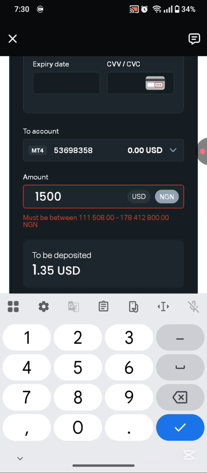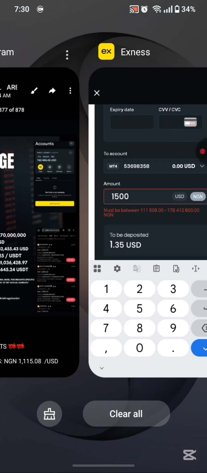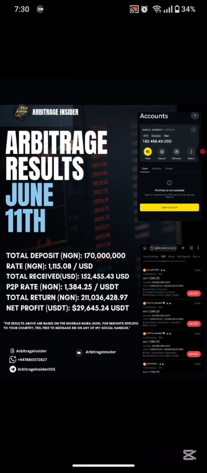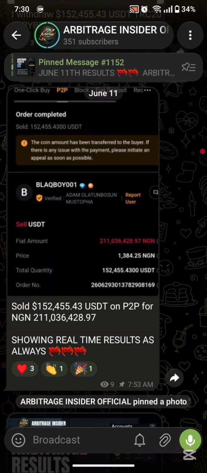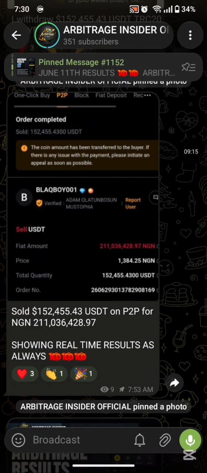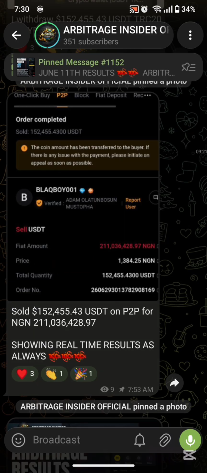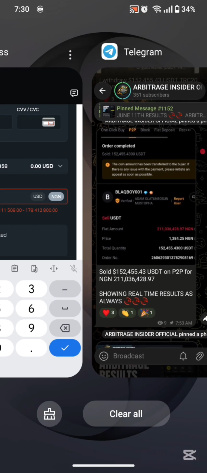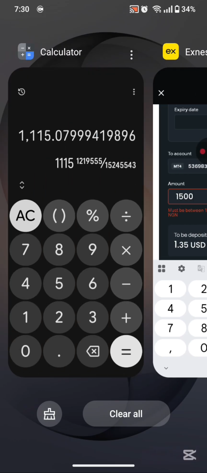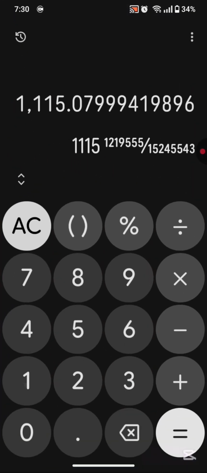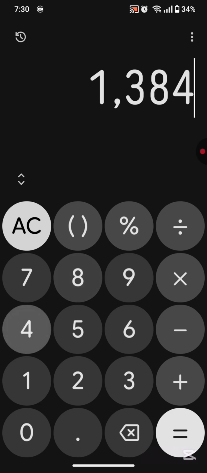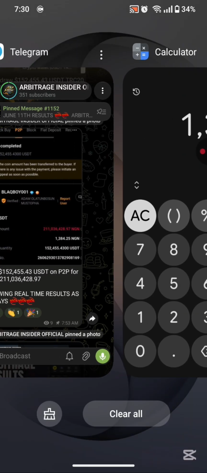So let me go ahead and show you guys how much I sold on P2P for today, so we can do a calculation of how much profit margin there is. So we got 1,384.25 Nigerian naira per USD. See, so let me go ahead and show you 1,384.25. I'll just go to my calculator and say 1,384.25.